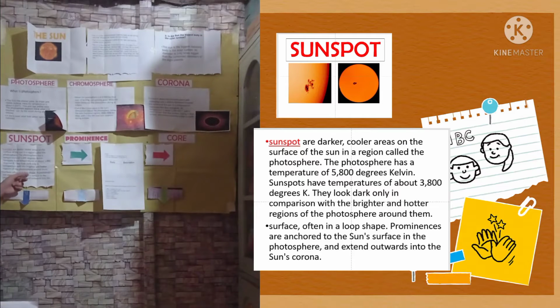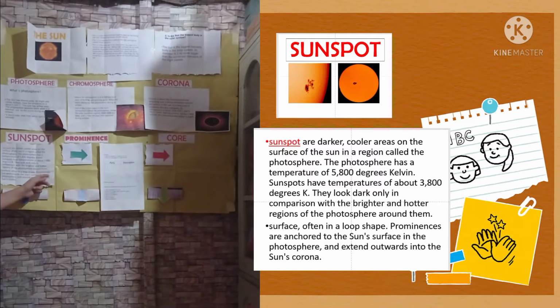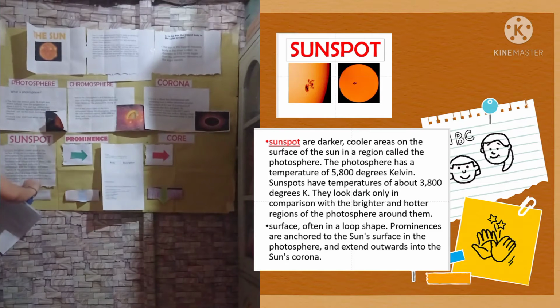Prominences open in a loop shape and are anchored to the sun's surface in the photosphere and extend outwards into the sun's corona. This is the picture of sunspot.